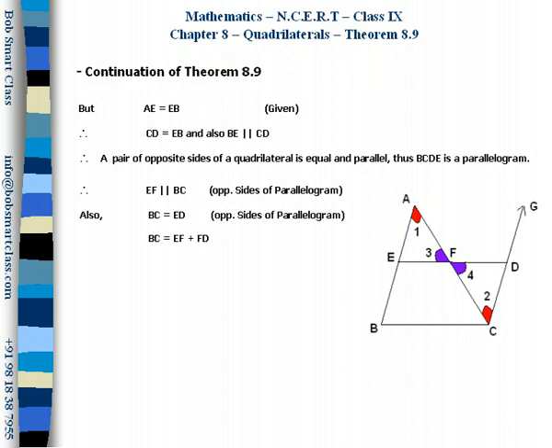Now, ED equals EF plus FD. Therefore, replacing in the earlier statement, we get BC equals EF plus FD. But we have proved earlier that EF equals FD. Therefore, BC equals EF plus EF, that is, BC equals 2EF. In other words, EF is half of BC. Hence, this theorem is proved.